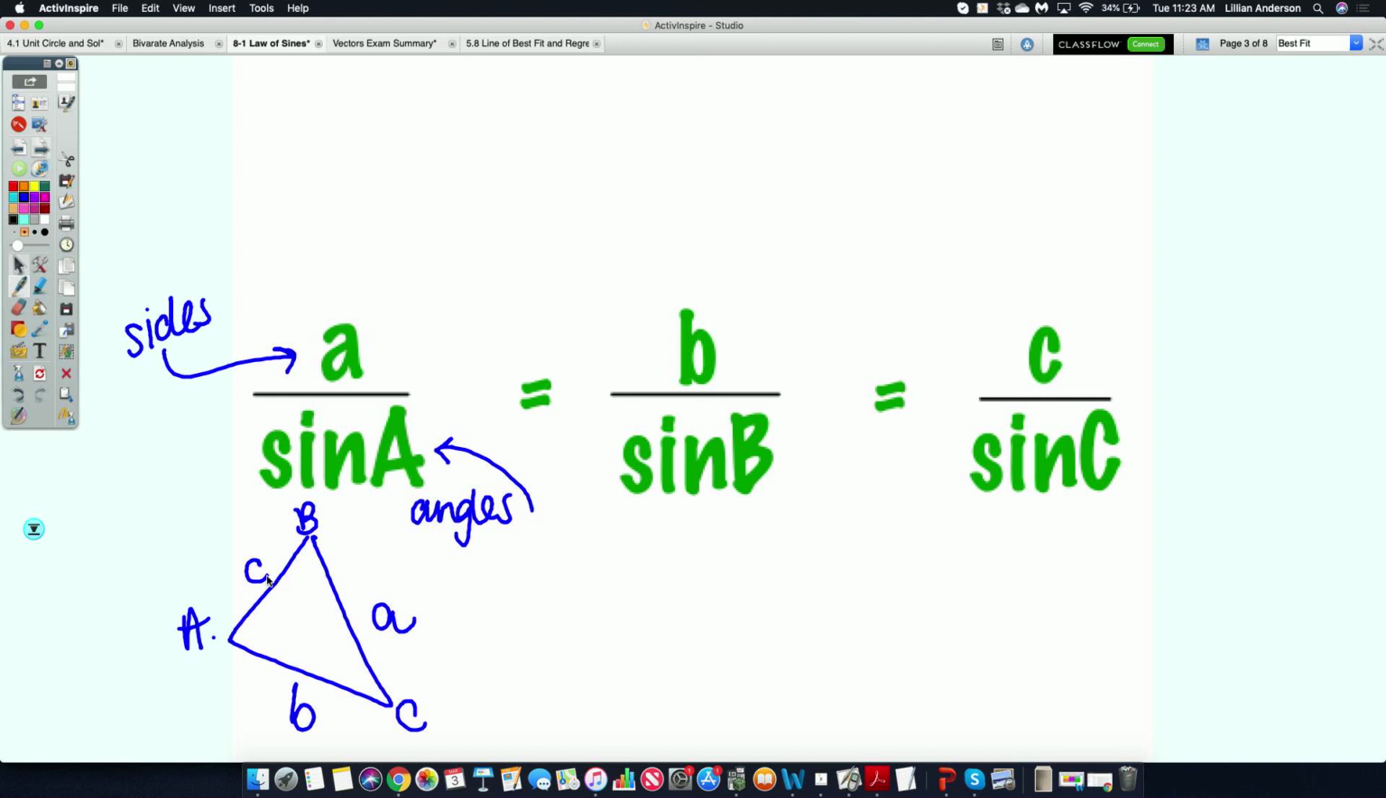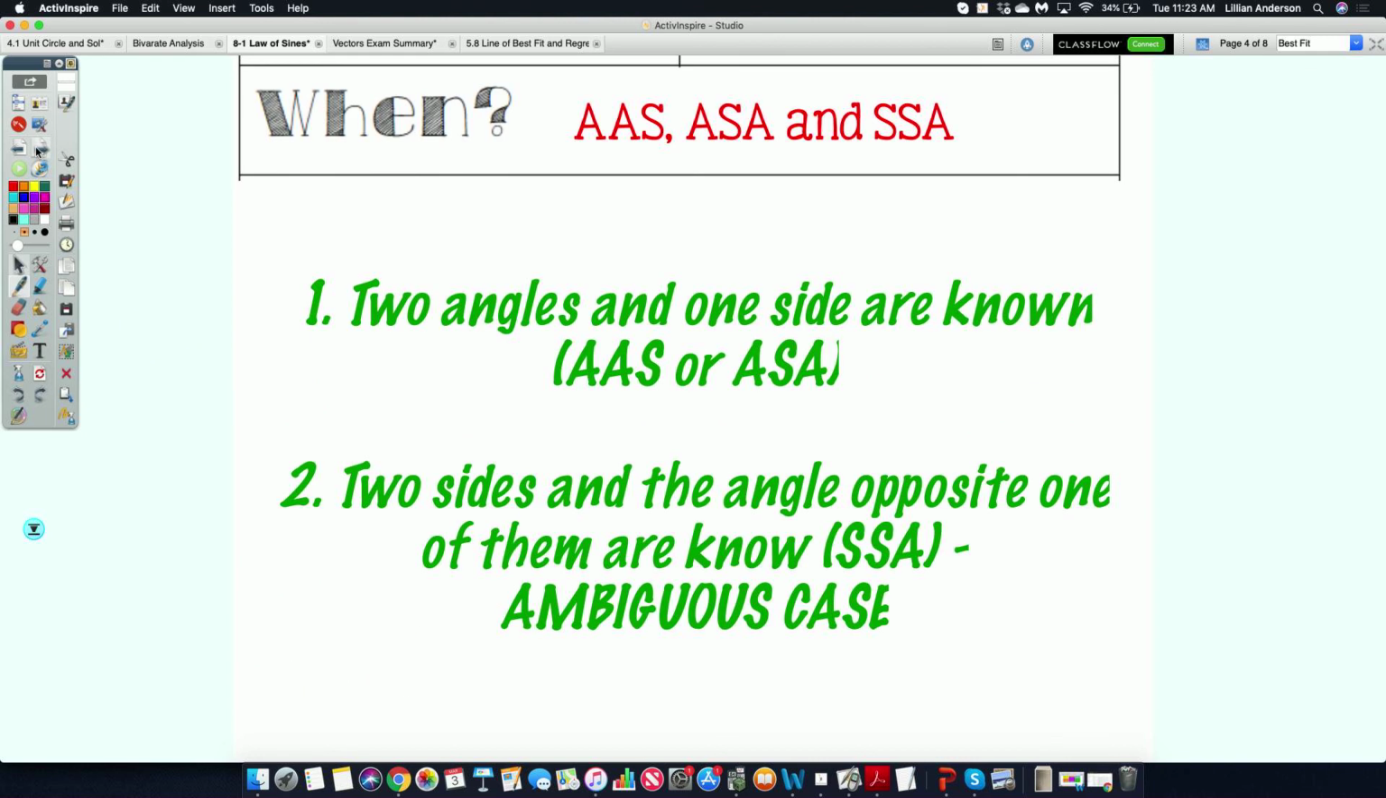And of course, not every triangle is going to be labeled A, B, and C. It could be D, E, and F, or X, Y, and Z. You just base it off of the corresponding side across from its respective angle. When you use the law of sines, it's not for every situation. You only use it for 3 situations: angle-angle-side, angle-side-angle, and side-side-angle. That's when you use the law of sines.